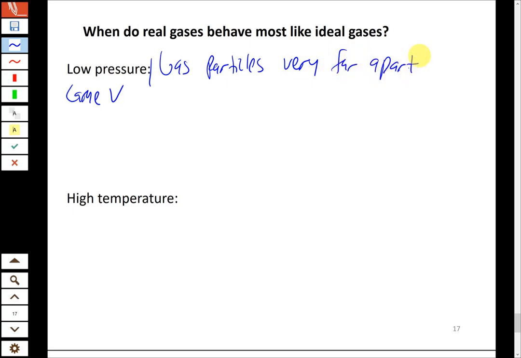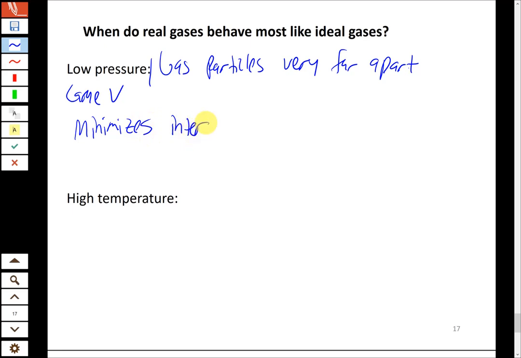Because in order for ideal gas behavior to be observed, as kinetic molecular theory tells us, those gas molecules should not be interacting with each other at all. And so if you put the gas molecules really far apart in a large volume, that's going to minimize the interactions between each other, which is going to allow them to behave more ideally.